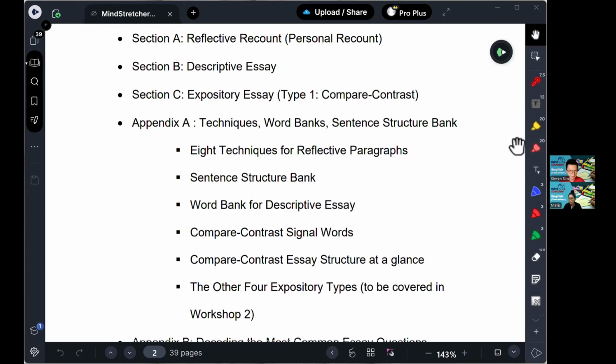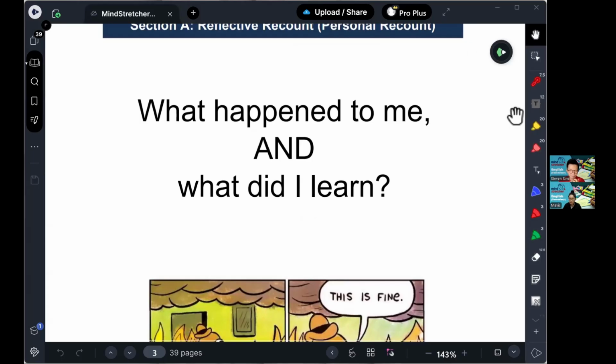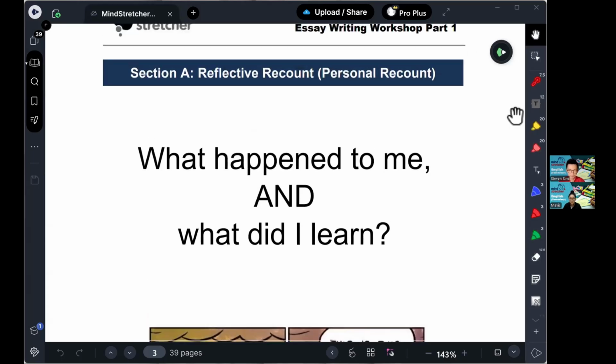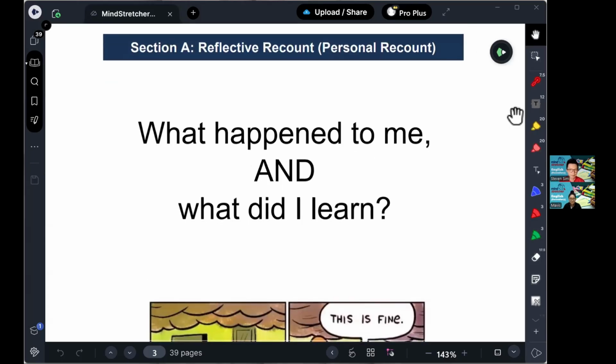Okay, so let's look at the reflective recount, otherwise known as the personal recount. There are different kinds of names. You don't actually need to worry about the names. Only the teachers worry about the names. You understand? For you, all you do is read the question and then answer the question. You don't worry about the question type.